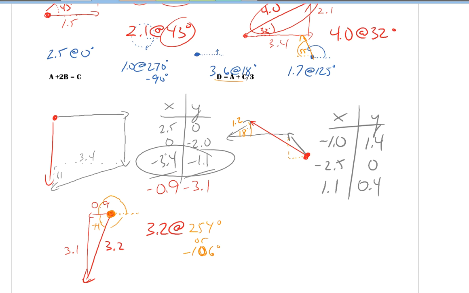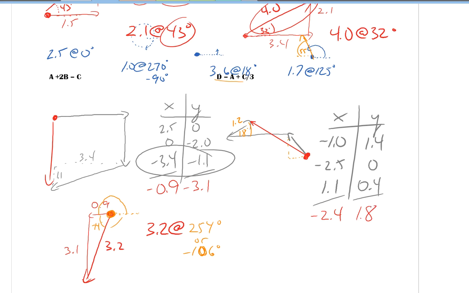All right, so positive negative check. That last vector is going to the right, so the x component is positive. That's fine. It's on its way up, so the y component is positive. That's also fine. All right, so they're all put together, and now I am going to add them all up. I've got the -1, I'm going to add that to the -2.5, and then add the 1.1 to it. Our total x component is -2.4. 1.4 plus the 0.4, put them all together, and we've got a total y component of 1.8.